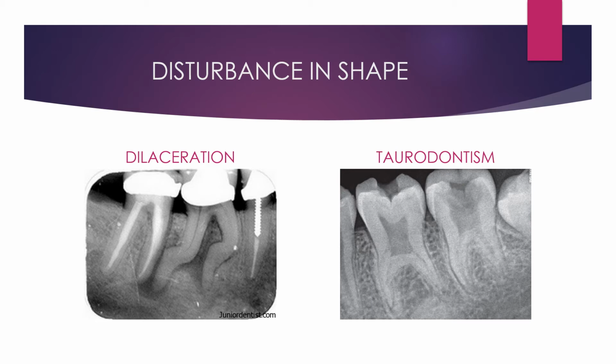Shape disturbances come in a multitude of forms. Dilaceration, the bending of roots, can take on bizarre forms. Dilaceration interferes with extraction and makes root canal therapy difficult, if not almost impossible. The cause of dilaceration is thought to be trauma, delayed eruption, or the course of tooth and root development. Taurodontism refers to the elongation of the coronal portion of the tooth. This can also be an issue for root canal therapy.